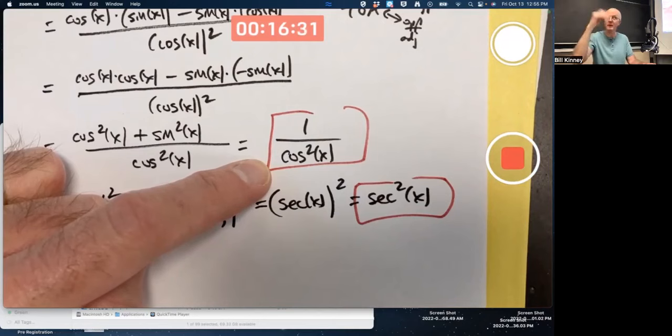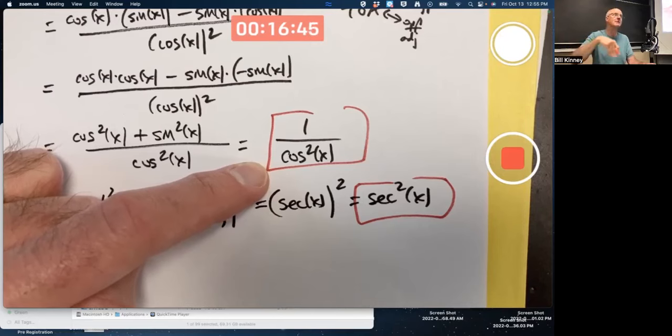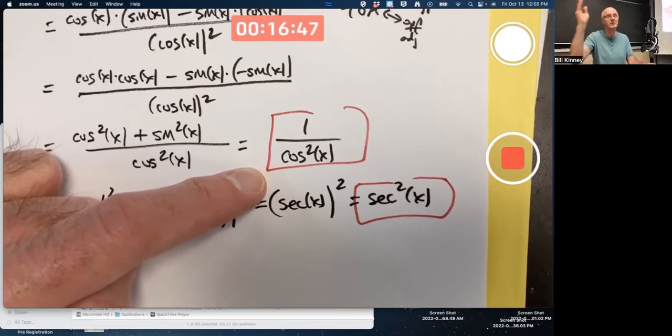Cosine is the first coordinate. Remember the bug going around the unit circle? Cosine is the first coordinate. That's 0 when you're on the vertical axis. Angle 90 degrees, in other words, pi over 2 radians. Also 3 pi over 2 radians, 5 pi over 2, 7 pi over 2, 9 pi over 2, 11 pi over 2, 13 pi over 2, and so on.